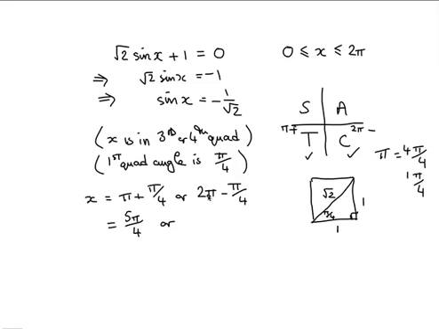2 pi is 8 lots of pi upon 4. So 8 lots of pi upon 4 minus 1 lot of pi upon 4 would be 7 lots of pi upon 4. So 5 pi upon 4 or 7 pi upon 4. That's the solution to this equation, where x ranges from 0 up to 2 pi.